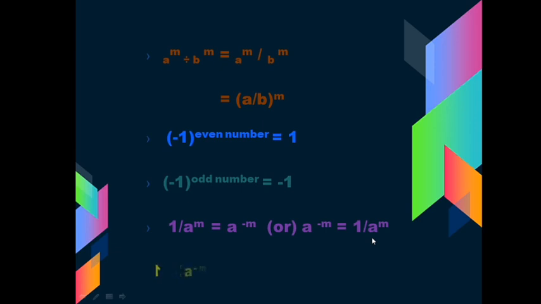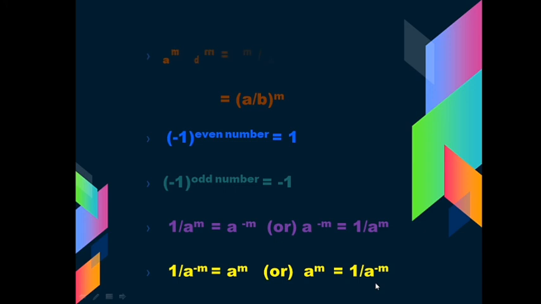Then the next is 1 upon a raised to the power minus m equals to a raised to the power m, or a raised to the power m equals to 1 upon a raised to the power minus m. So here what is given, 1 upon a raised to the power minus m. Here the exponent is given negative and we want the exponent as a positive, so we can write the reciprocal of it, so that 1 upon a raised to the power minus m will become a raised to the power m. Or if a raised to the power plus m is given, then it will become 1 upon a raised to the power minus m.